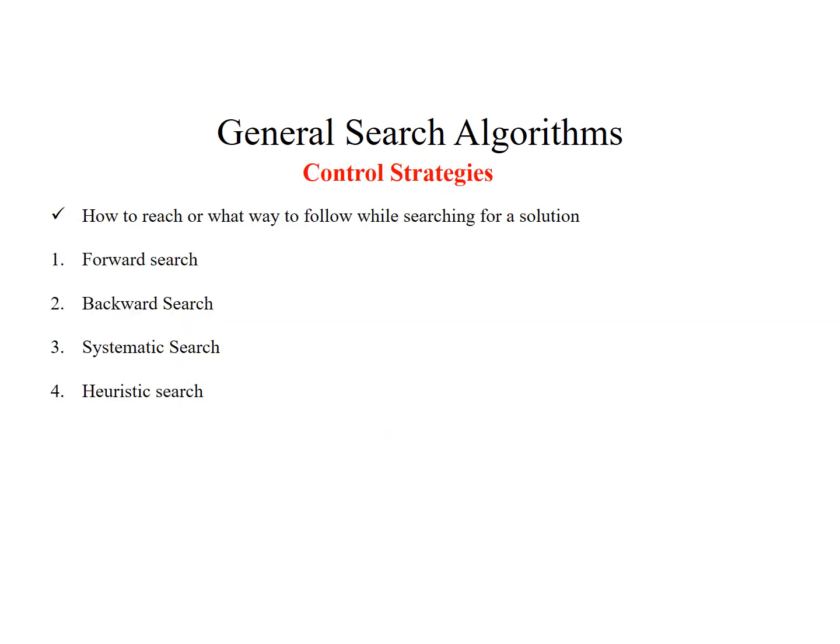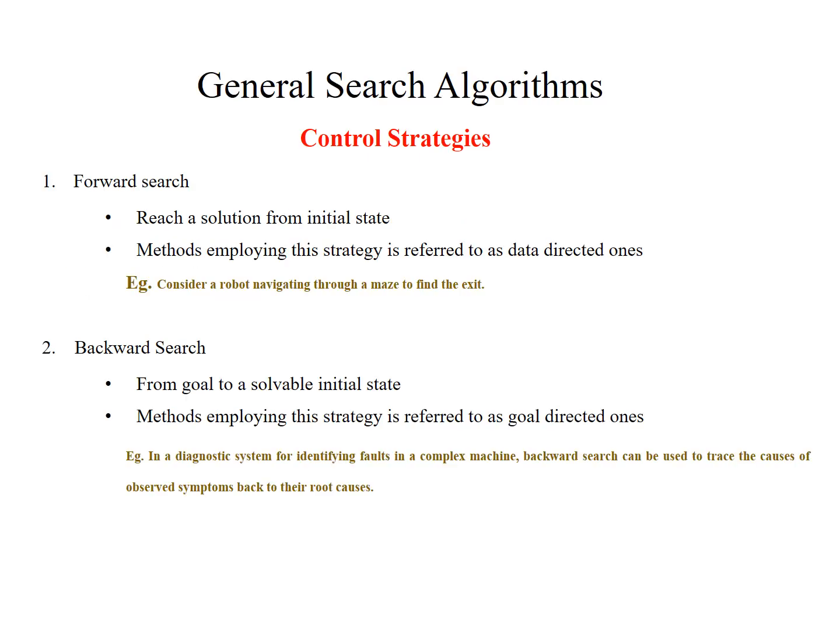The control strategies tell you what way to follow while searching for a solution. There are 4 strategies: forward search, backward search, systematic search, and heuristic search. So these are the 4 control strategies. The first one is the forward search. Here in the forward search, we reach a solution from the initial state, and the methods employing this strategy are referred to as data directed ones.